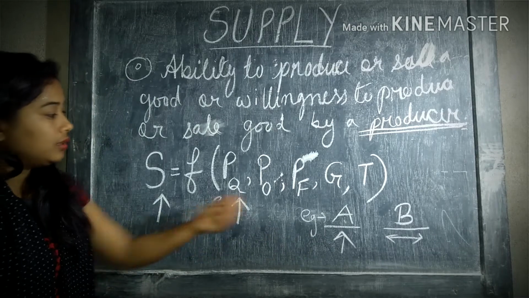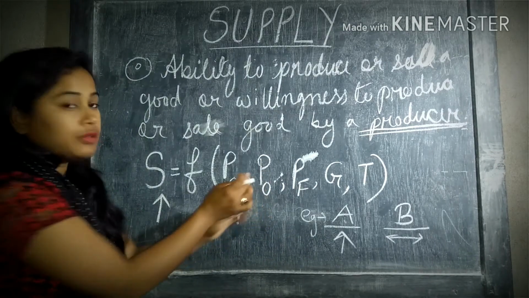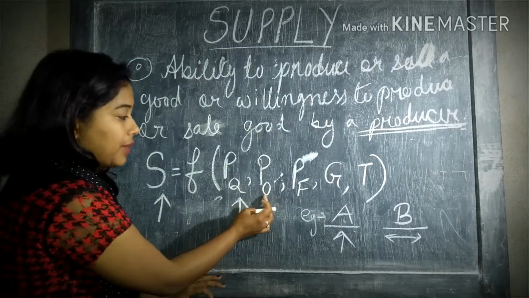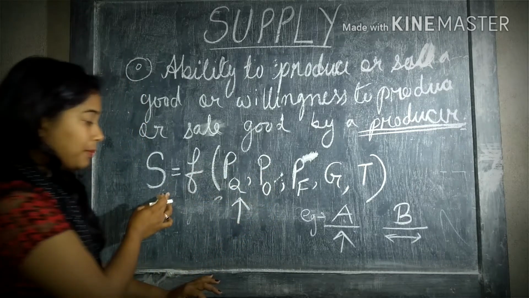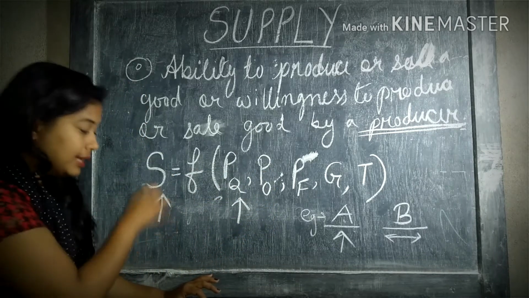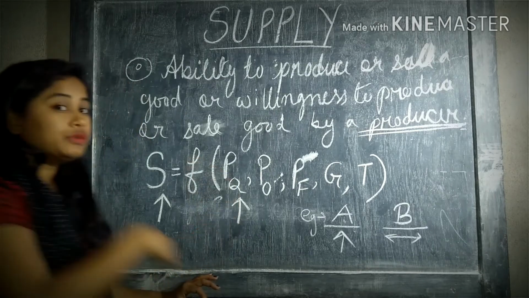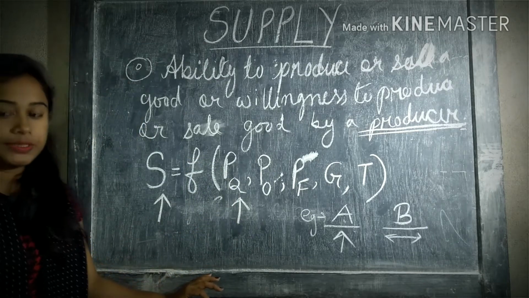So this is the second function, price of other commodities. If the price of another commodity increases, then the supply of this commodity will decrease and he will shift his production to the other commodity.